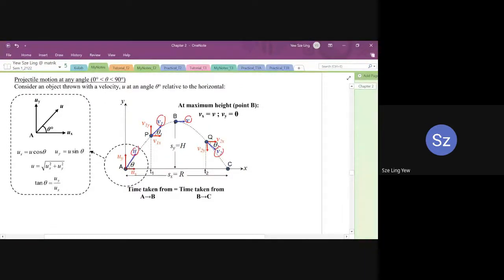Now, it's moving in between the x and y components. It is moving at an angle. Therefore, you need to split them. You need to resolve it into x and y components.